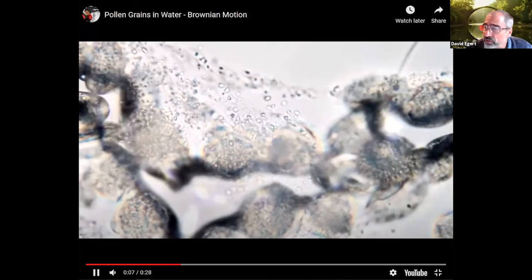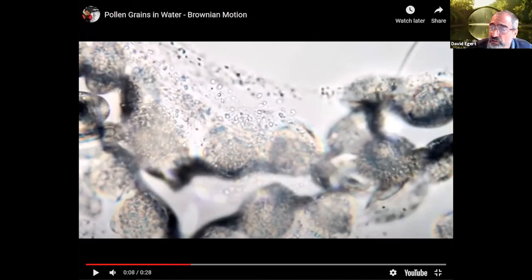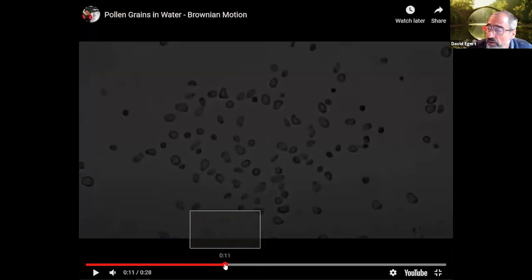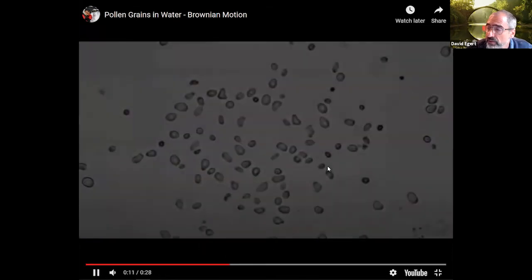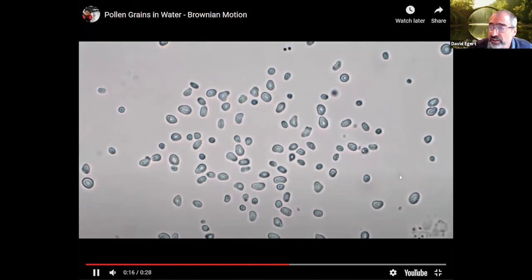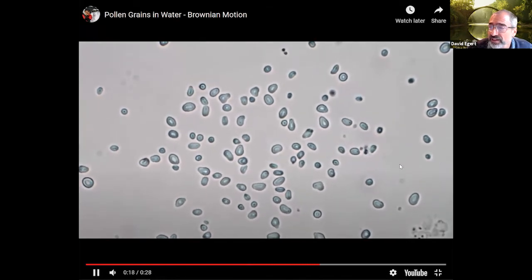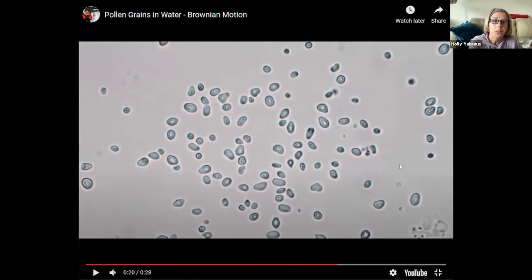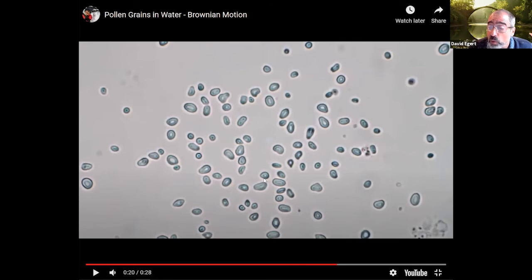All right, so what you're seeing here is just flow of the water, but let's get to where, here's pollen grains. What do you see? They're moving. They're wiggling and jiggling. It's under a very high magnification. But I'll tell you, pollen grains don't move on their own. So what do you think is happening? Why are they jiggling like that?